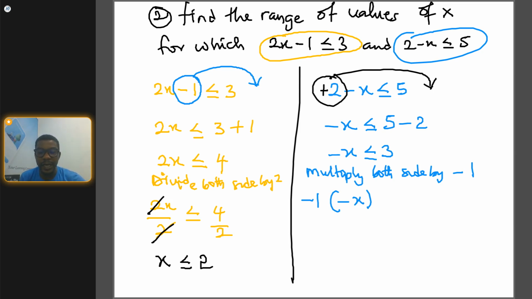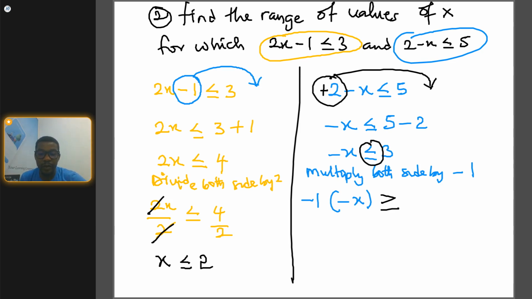My inequality sign must change. So it's going to change from this to greater than or equals to, and it is so because I multiplied both sides by minus 1. So have it in mind that anytime you divide by a negative integer or you multiply by a negative integer, you are going to have the reverse of your inequality sign. Okay? The reverse of your inequality sign is what you are going to have.